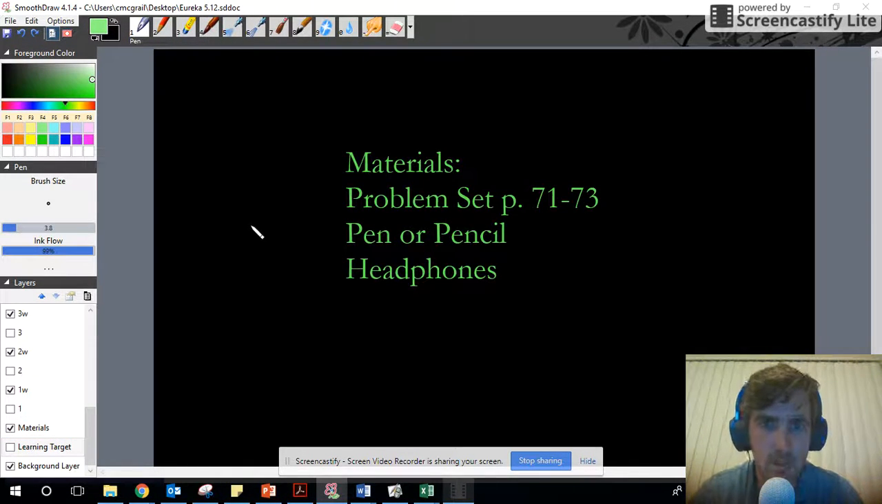For today's lesson, you will need your Eureka problem set, a pen or pencil, and your headphones. If you need to pause to get any of those things, please pause and get them now, and then come on back to the lesson. Our problem set is on page 71 today. We're just going to be looking at two problems, and then I'm going to show you the exit ticket.